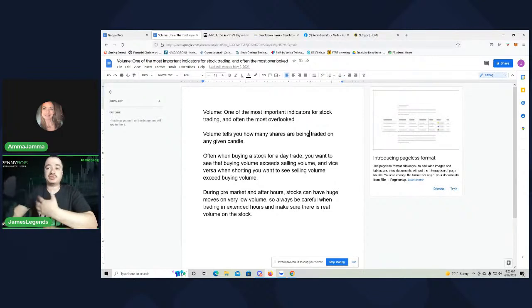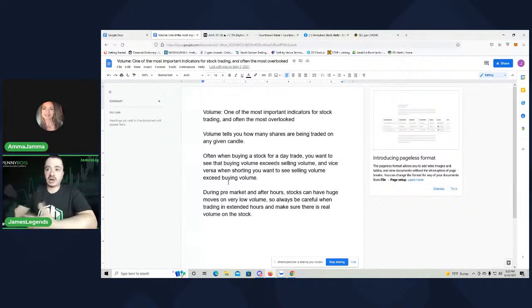I can't tell you how many traders I talk to and they don't even take volume into account. Volume tells you how many shares are being traded on any given candle. Often when buying a stock for a day trade, you want to see that buying volume exceeds the selling volume, and vice versa. When you're shorting or buying puts, you want to see the selling volume exceeding the buying volume.